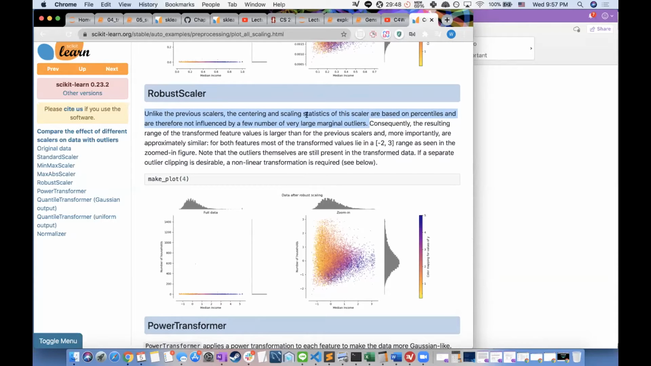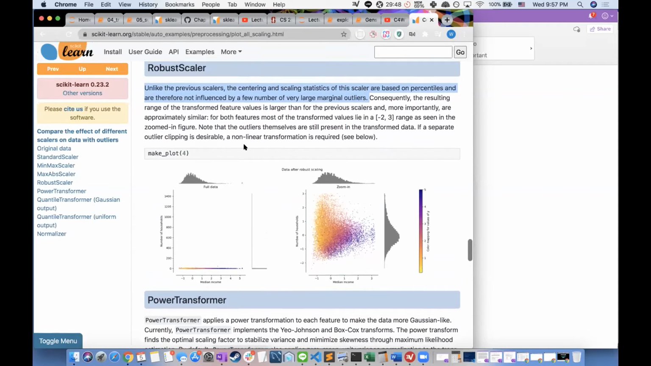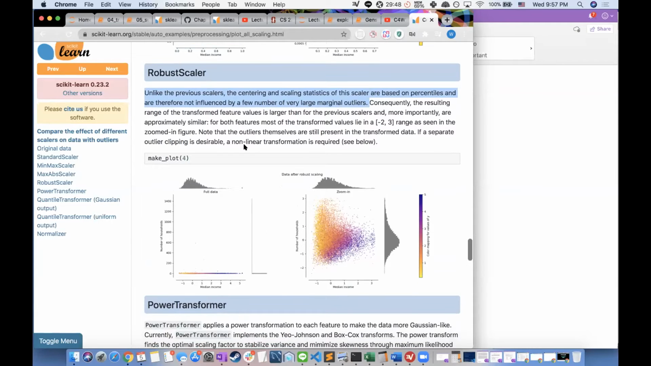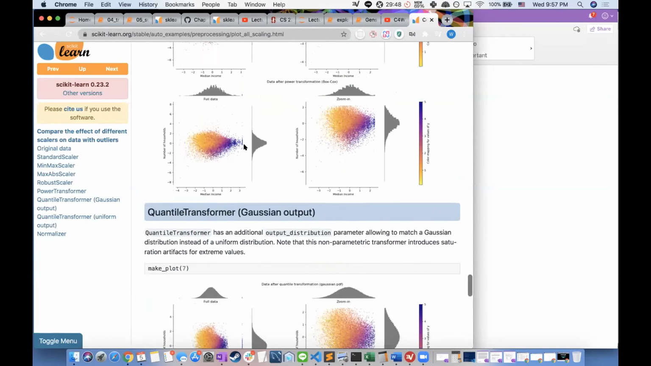Unlike the previous scalers, the centering and scaling statistics of this scaler are based on percentiles and are therefore not influenced by a few very large marginal outliers. Hence the name, robust. It's more robust against a few outliers. So it seems like most of the choice is dictated by whether outliers are there or not. Well, that's why you're scaling, right? You're trying to squash all your data points into some range with some statistical characteristics.